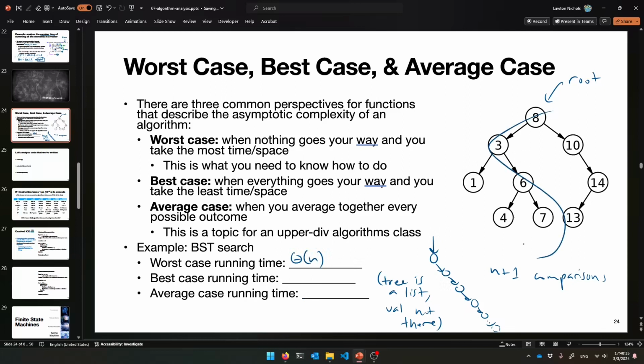If your tree's balanced, that's pretty nice. We'll talk about that in the average case. But in the worst case you have no control: your tree looks this ugly, and that's your running time.